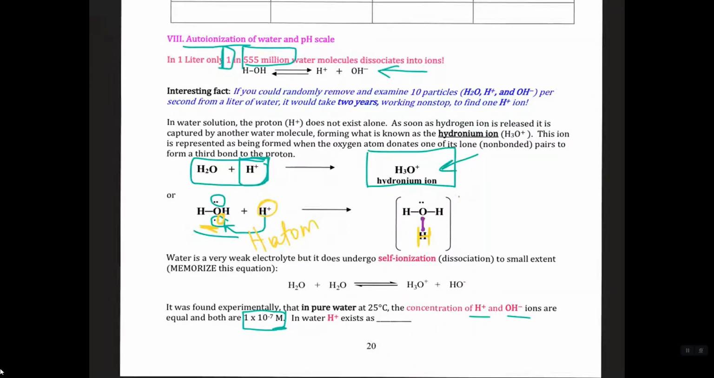So now we have positively charged hydronium ion. Why is it positively charged? Because you just added a proton without adding any additional electrons. So it's a hydronium ion.